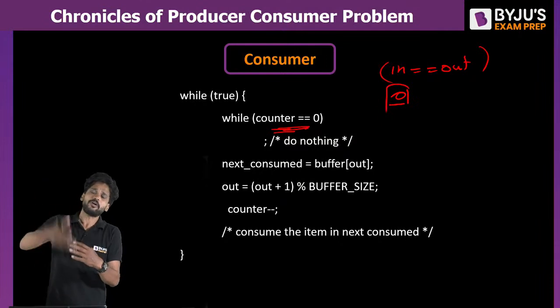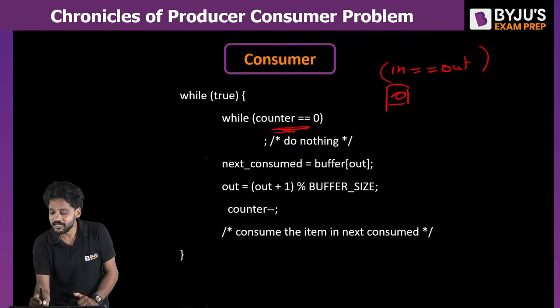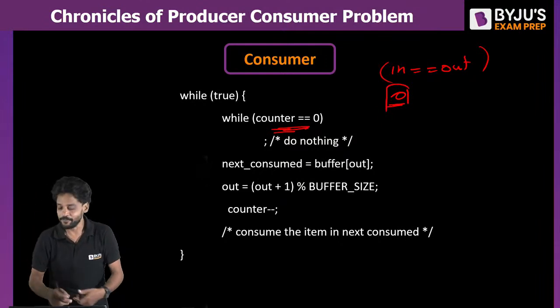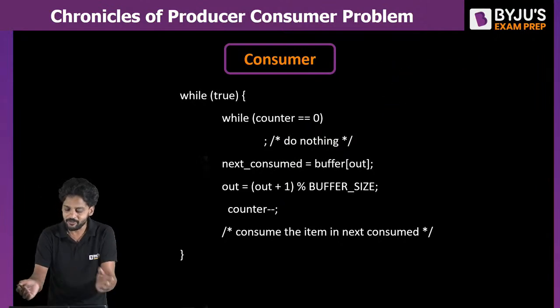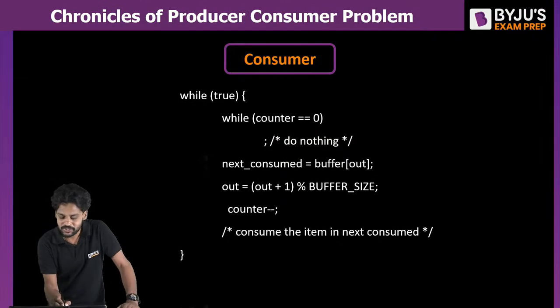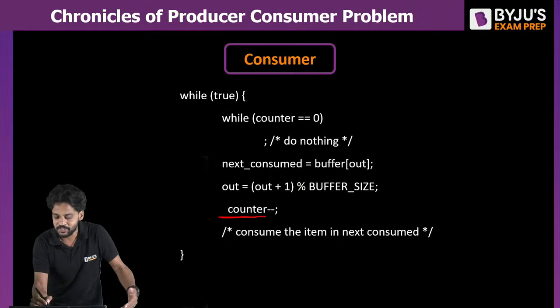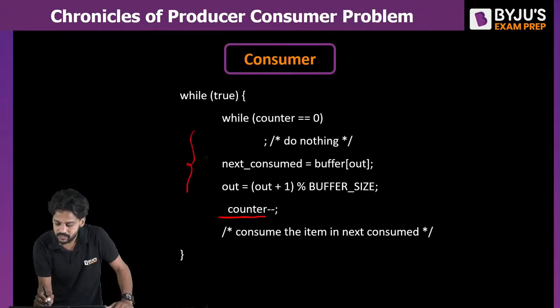Right after the total production has happened, in will still become 0 because it's a circular array. So we can't use this. I'm not hanging around here; I just want to get into this very quickly. Now, as the condition fails, the consumer will be able to get into this code.